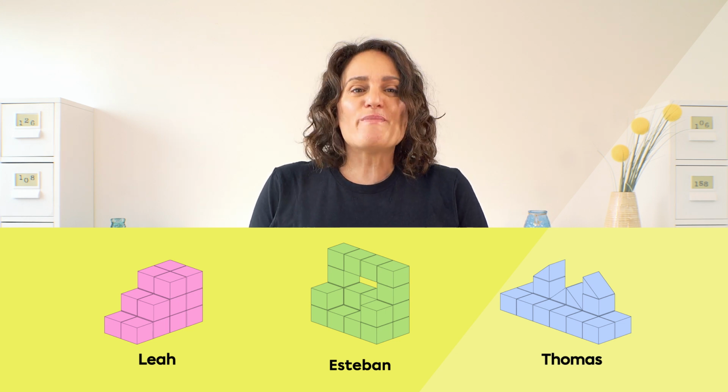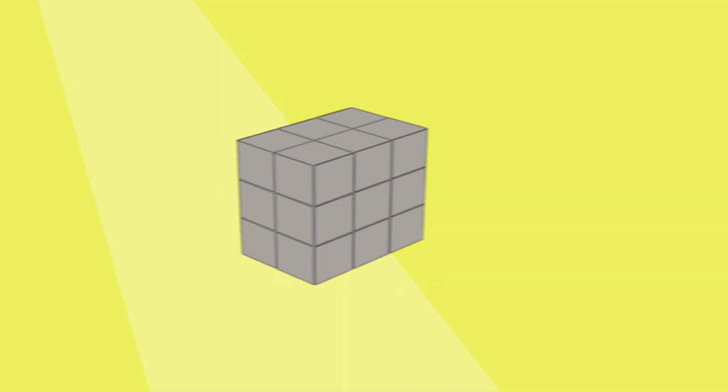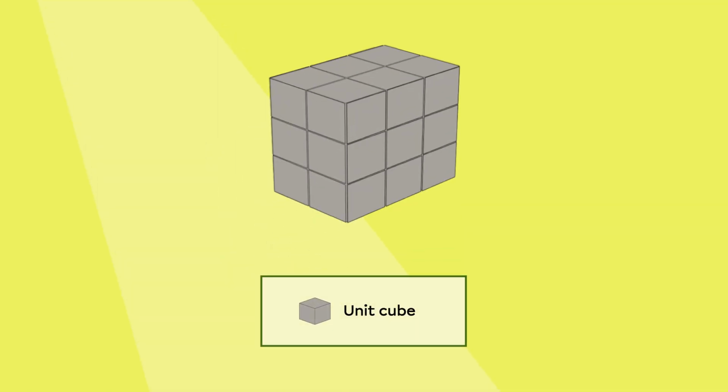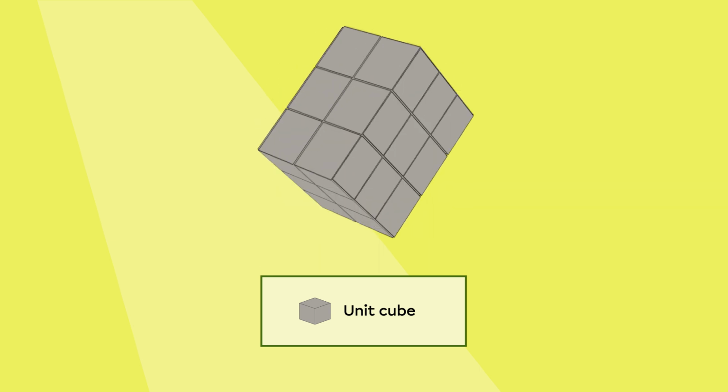Before starting, remember that volume is the amount of space that a solid occupies. When a solid is made up of unit cubes, you can calculate its volume by counting the total number of unit cubes that make it up. Make sure you count the ones you see and the ones you don't. Oh yes, some of the unit cubes may be hidden behind or under the others.